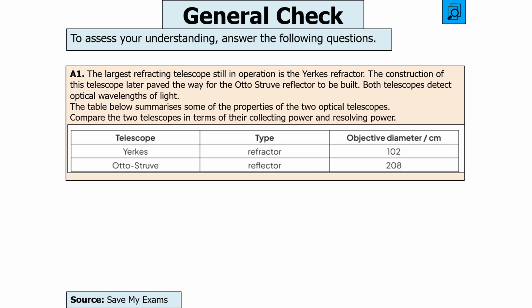The construction of this telescope later paved the way for the Otto Struve reflector to be built. Both telescopes detect optical wavelengths of light. So the table below summarizes some of the properties of the two optical telescopes. Now compare the two telescopes in terms of their collecting power and resolving power. So pause the video now, then unpause the video when you want to go through your answer.